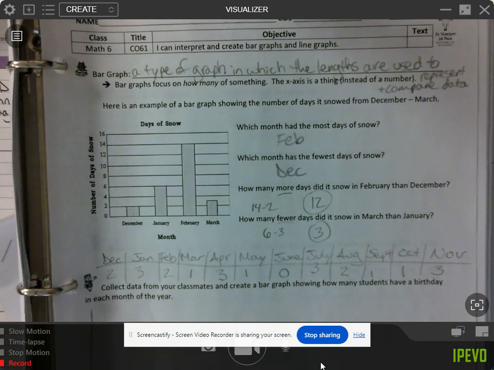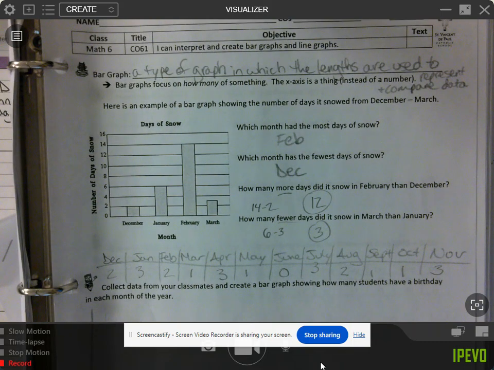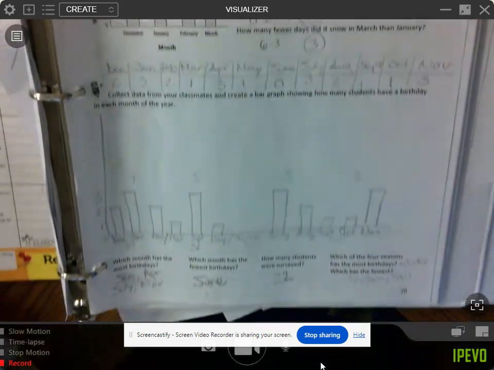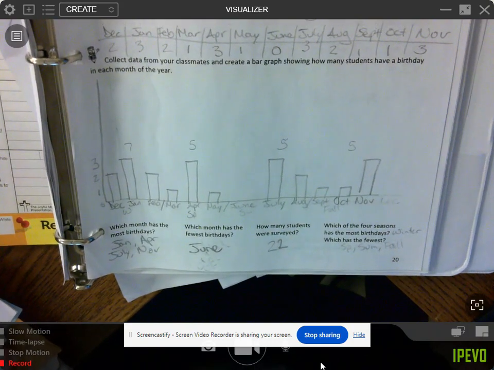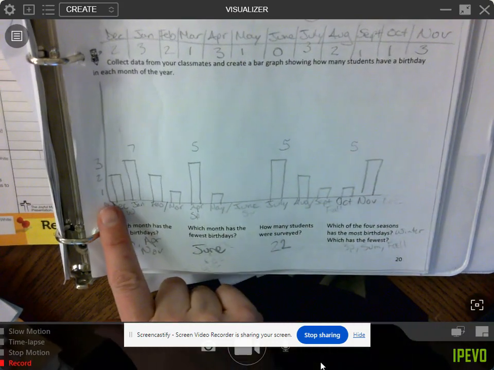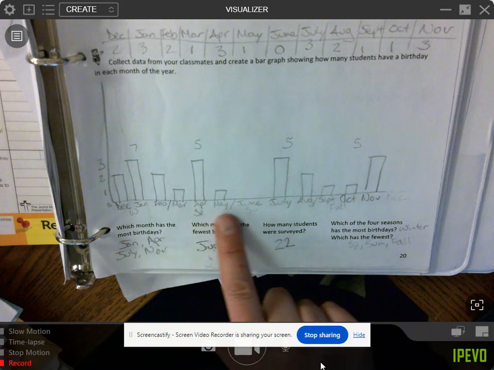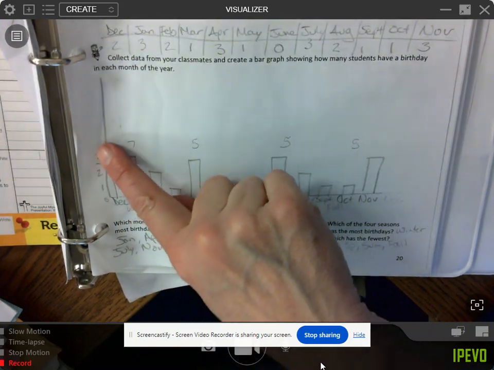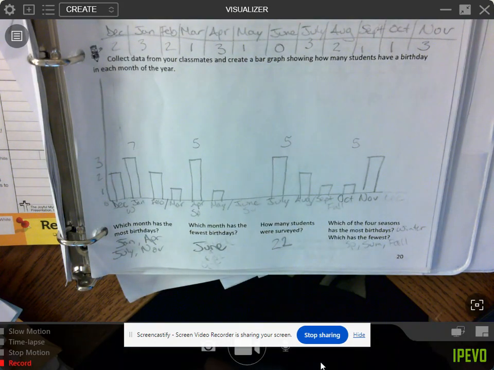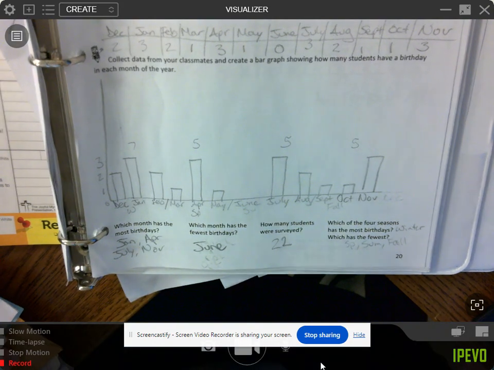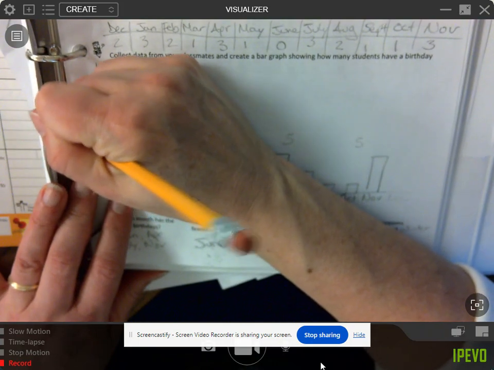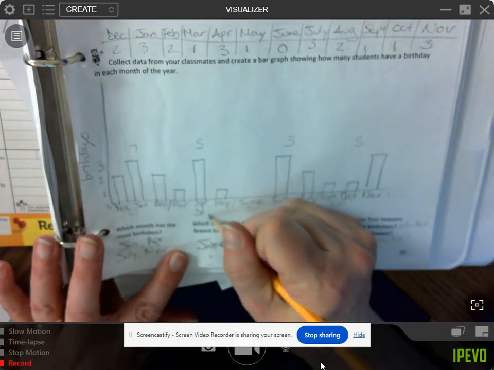Good morning. Today we are correcting CO61, interpreting and creating bar graphs and line graphs. So we worked on that bar graph, getting it set up last time. You needed to have all of those months down below with the birthdays going up the side. We need to make sure that they are labeled. So we should have birthdays and months.